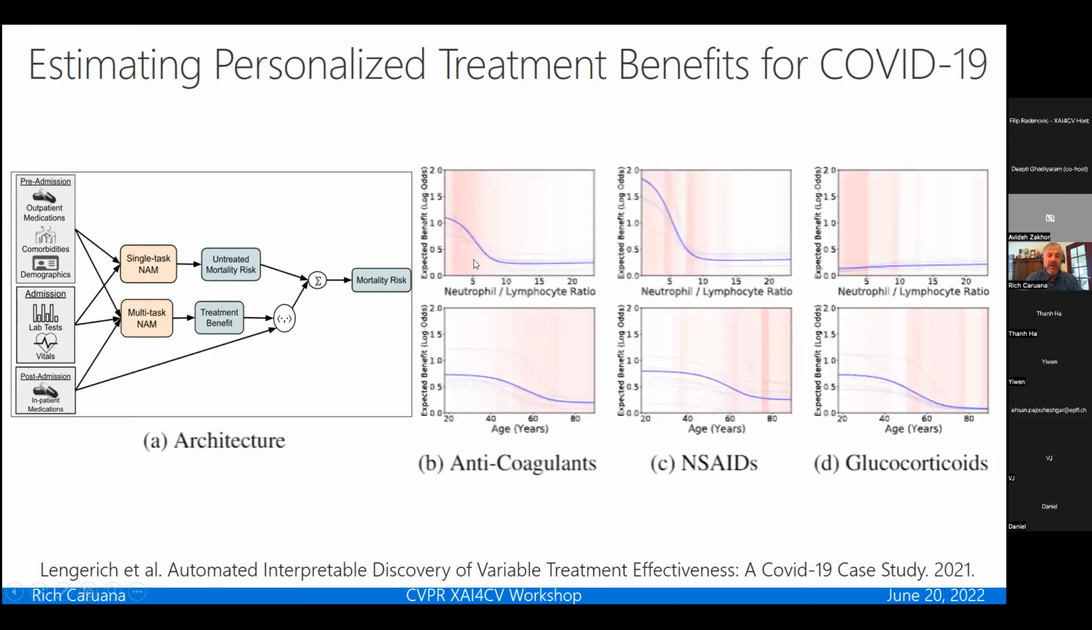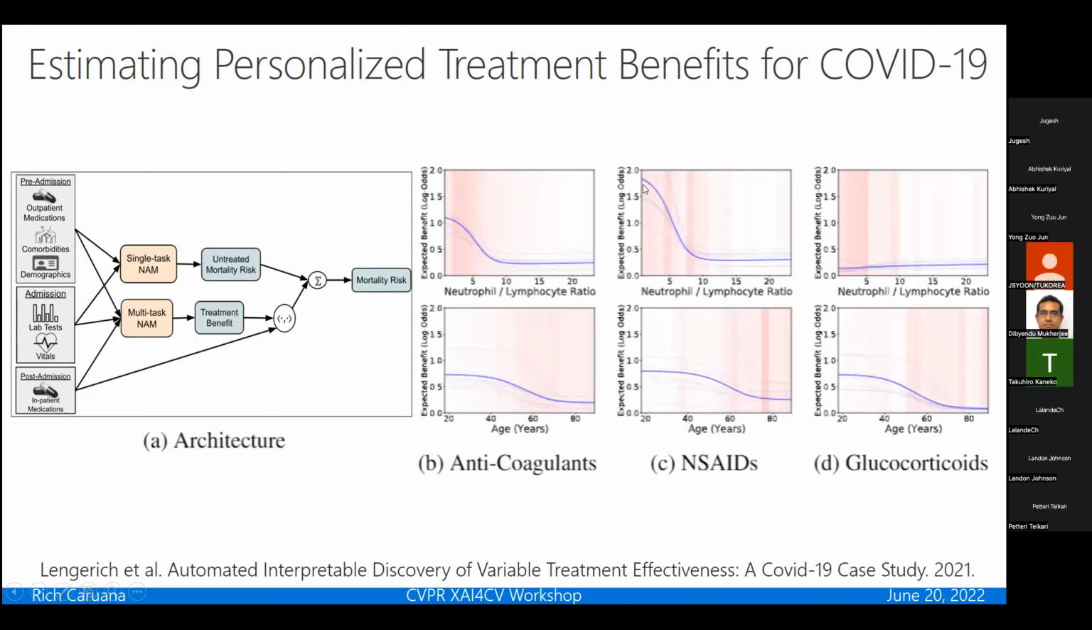This is the same kind of benefit in treatment for these 3 different treatments, but this is for your NLR ratio, which is one of the lab tests. And notice that it has learned that if your NLR ratio is very low, anticoagulants are likely to help you a lot, but if your NLR ratio is high, they're not likely to help you. It's even worse for NSAIDs. They're going to help you most if your NLR ratio is not bad, but if you have high NLR, they're not going to help you that much.